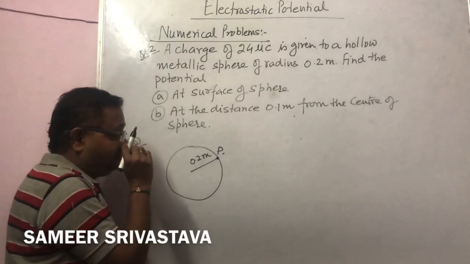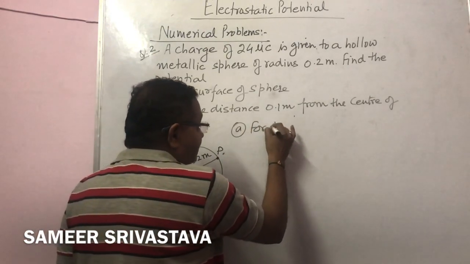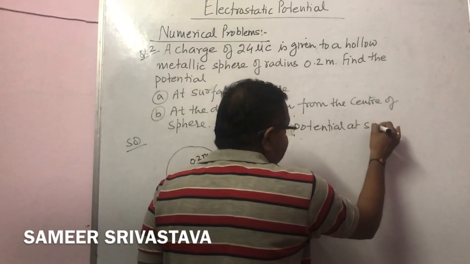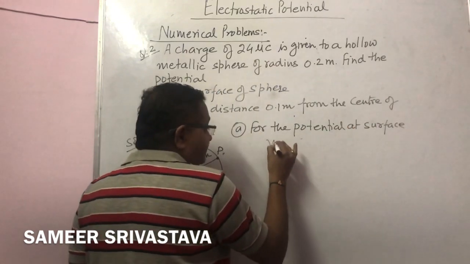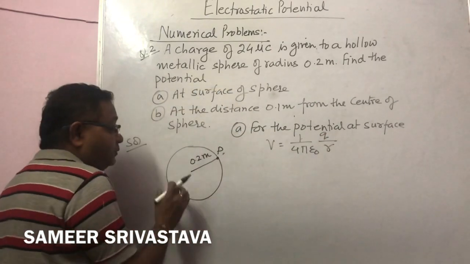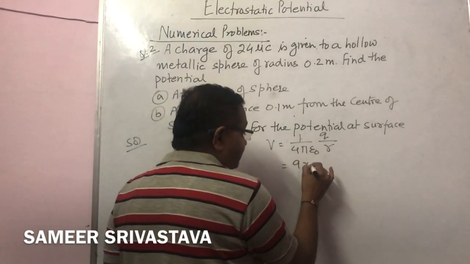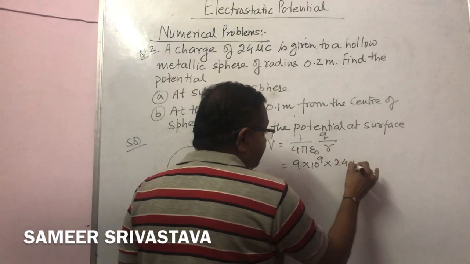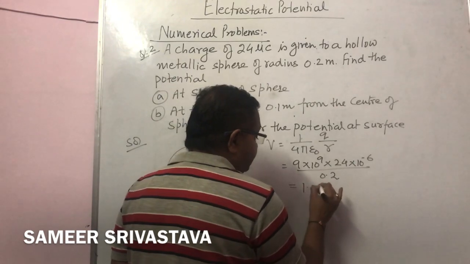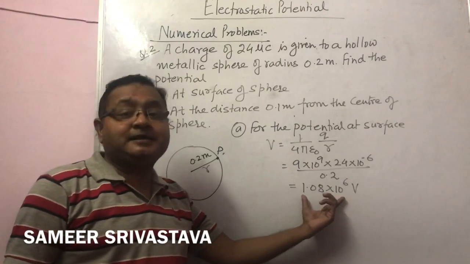Now for part A, the potential at surface, we use the formula V is equal to 1 upon 4 pi epsilon naught Q by R, where R is the radius of that sphere. Put the value: 9 into 10 to the power 9 into 24 into 10 to the power minus 6 upon 0.2. This becomes 1.08 into 10 to the power 6 volt. This much potential is produced at the surface of a sphere.